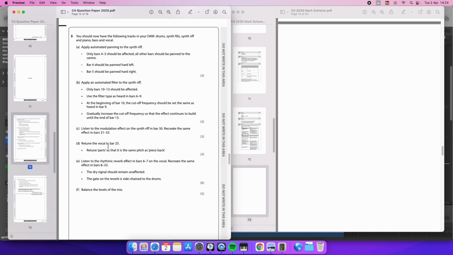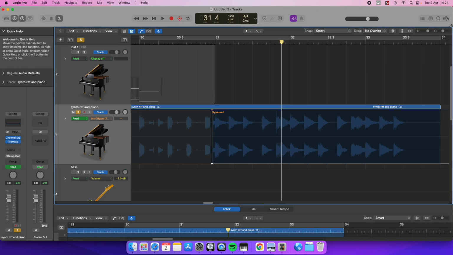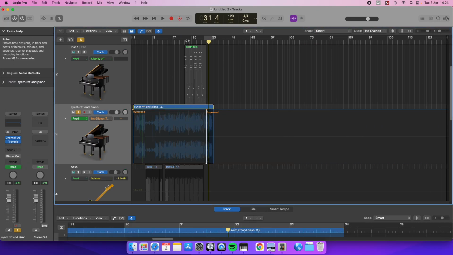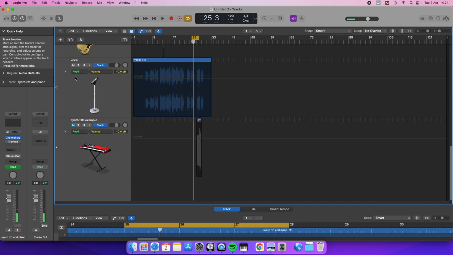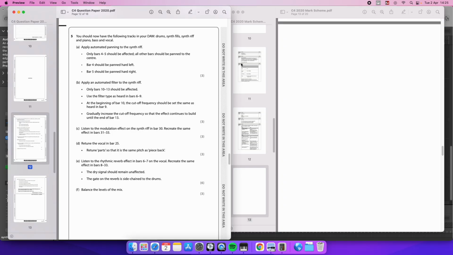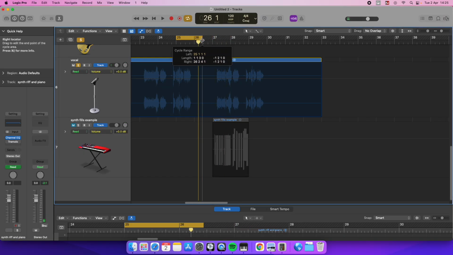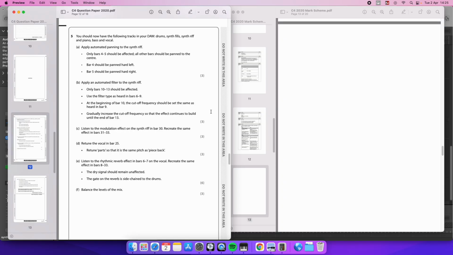Retune the vocal in bar 25. Retune parts so that it has the same pitch as piece back in bar 25. Now this will just be our Flex Pitch again. So 25. Here. Oh, let's have our vocal. Here we go. Piece back all the parts. Oh, that horrible, horrible vocal that's been aliased and artifacted.